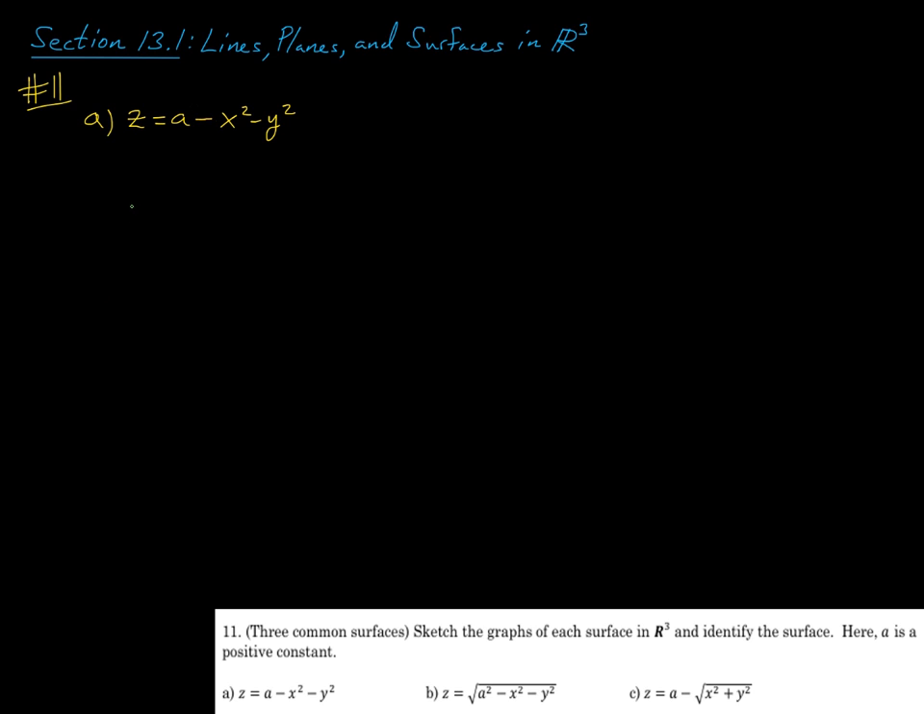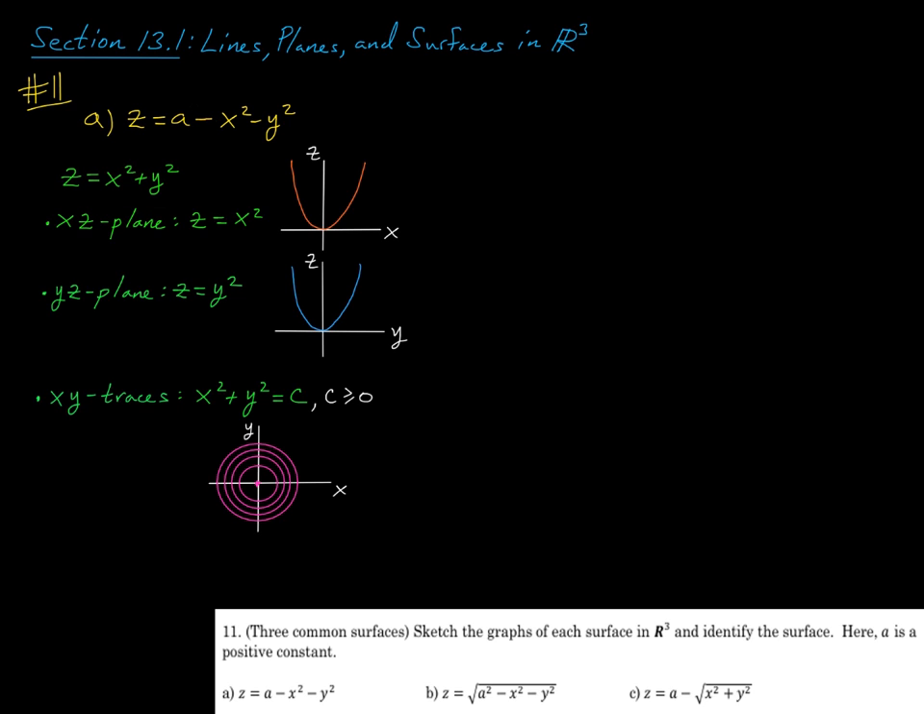Alright, so for part A, we're looking at the surface described by the equation z is equal to a minus x squared minus y squared. I'm going to start out by sketching the surface described by the equation z is equal to x squared plus y squared. I can do this using traces in much the same way we solved question number 10.